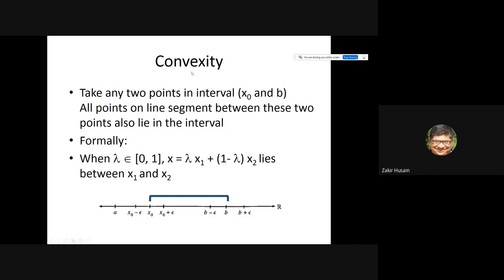Then we defined convexity. If we take any two points in the interval, say x0 and b, all points on the line segment must also lie within this interval. So formally we say if lambda lies between 0 and 1, closed boundary, then we can define x. X is a point within the boundary. X is defined as lambda x1 plus 1 minus lambda x2. So if it is a convex set, x will always lie between x0 and b.